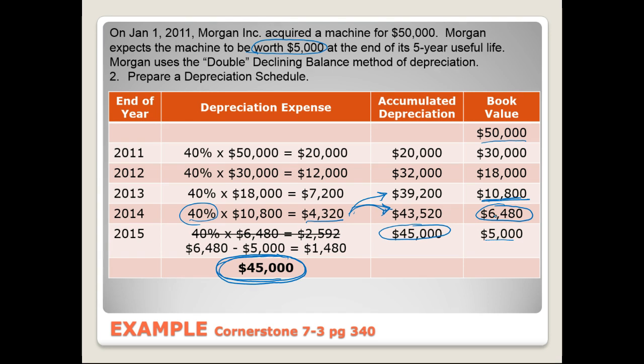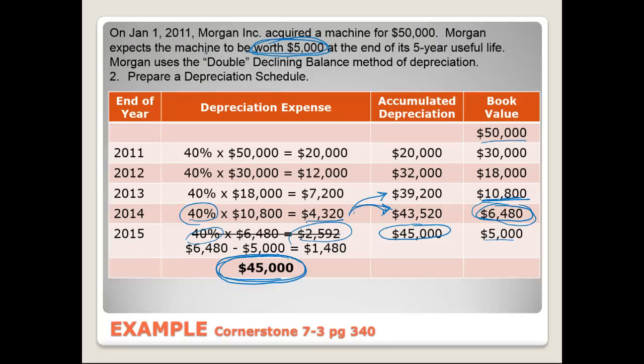Now, if you were just moving along and not paying attention and doing your double declining balance method, for 2015, you would have grabbed the ending 2014 book value of $6,480. You would have multiplied it by 40%, and you would have gotten $2,592. And if you subtract $2,592 from $6,480, you get something less than $5,000, don't you? But you know that this machine is supposed to have a residual value of $5,000, so we cannot have a book value at the end of 2015 that is less than $5,000, right?